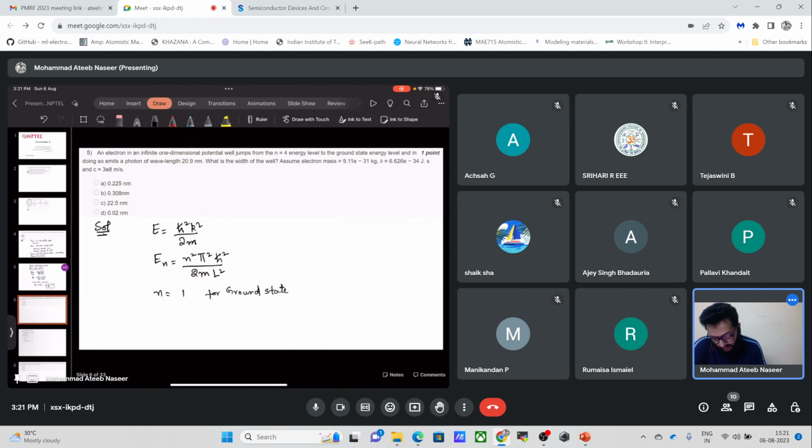Now let me ask you, what would be your approach to this problem if I have two energies? For example, I am transitioning from a higher energy to a lower energy, how would you approach this problem? Can anyone tell? When an electron jumps from a higher energy level to a lower energy level, it emits the energy. So we can calculate the energy difference from E4 to E1.